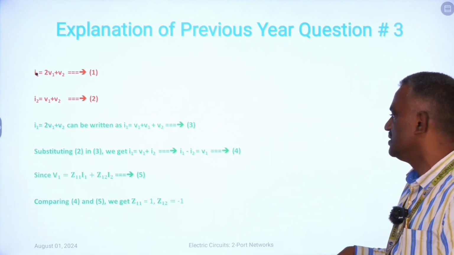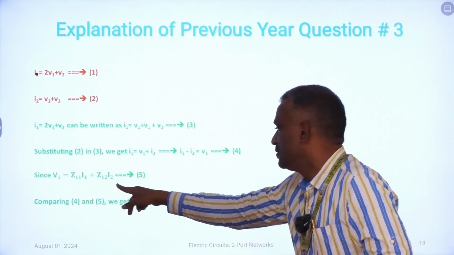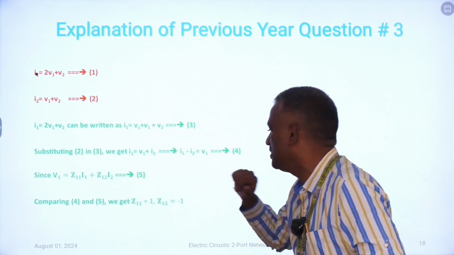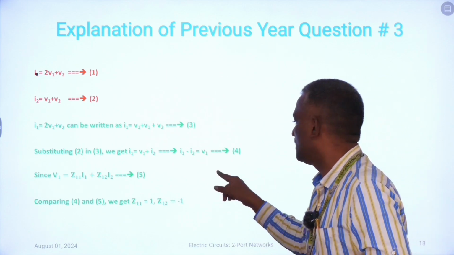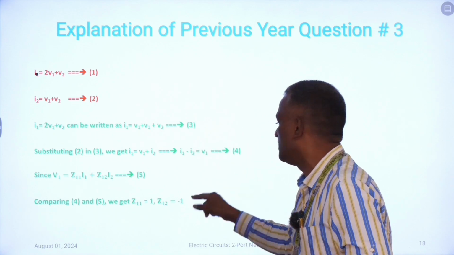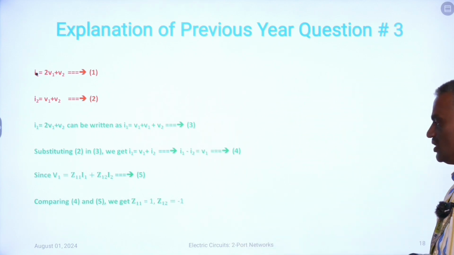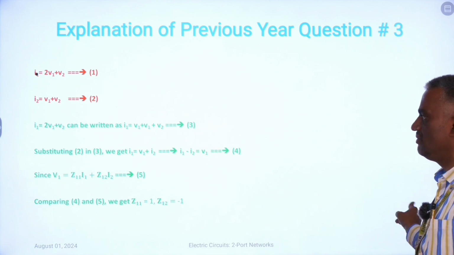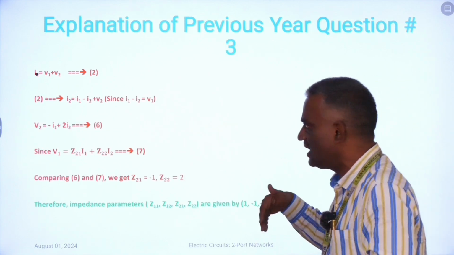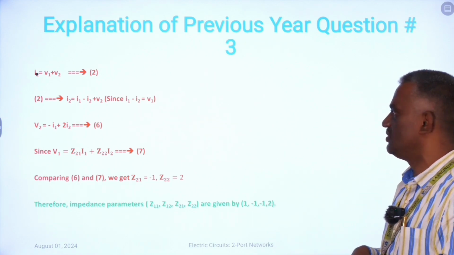I'm comparing, taking the coefficients. Z11 is the coefficient of I1, which is 1. Then how to get Z12? That is nothing but the coefficient of I2, which is minus 1. So I got the values of Z11 and Z12. In the same way I have to proceed with the remaining 2 parameters. For that I'm again using the second equation, which is nothing but I2 is equal to V1 plus V2.